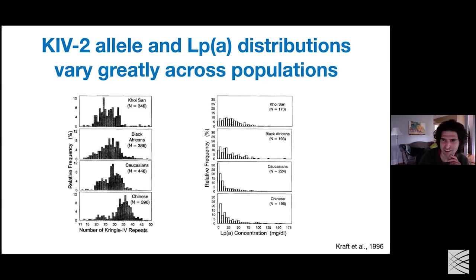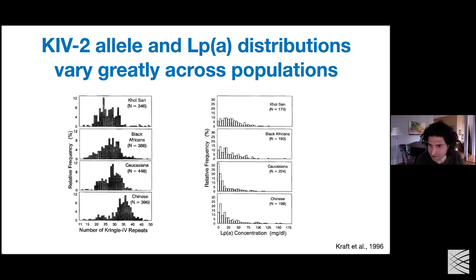So it's been known for a long time that the KIV2 allele distribution and LPA distributions vary greatly across populations. Here are the LPA and KIV2 distributions for African, European, and Asian populations from a survey by Kraft et al. in the 90s. You can see that the median African LPA is much higher than the median Caucasian LPA, despite the KIV2 allele distributions being rather similar. Their medians are actually quite close to each other. So a big mystery was what explains this.